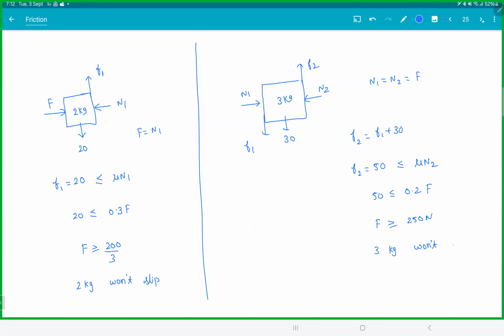Perfect. Now you don't want both of them to slip. So you tell me how much should I give? This 200 by 3 is roughly 166.66 newtons. So if I give 166, the 2 kg won't slip, but the 3 kg will slip. So you should take the maximum of both of them, right? Therefore, the minimum force should be 250 so that both of them won't slip.